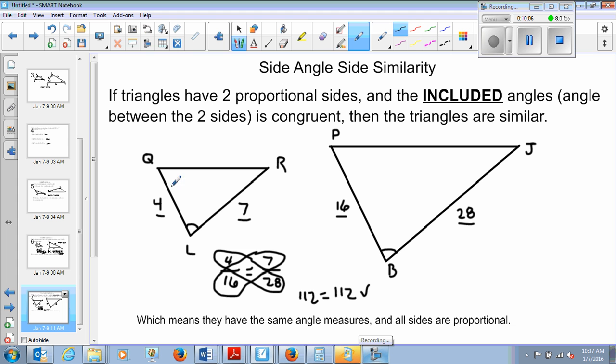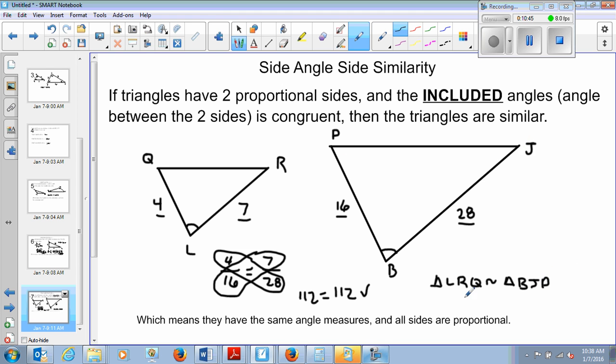So since I have two sides that are proportional and the angle between the two sides is the same, I can say triangle, we'll just say LRQ is similar to triangle. Since I said L, I have to say the angle that goes with L, which is B. I said R second. So which one goes with R? Well, I went down the longer side, which was 7, so I need to go down the longer side, which is 28. So B, J. And then I went from R down to Q, so I go from J to P.